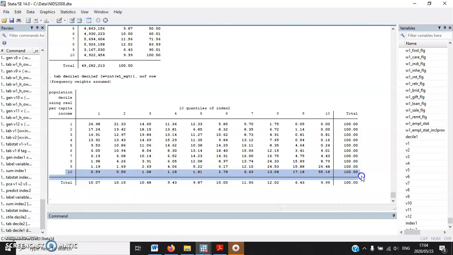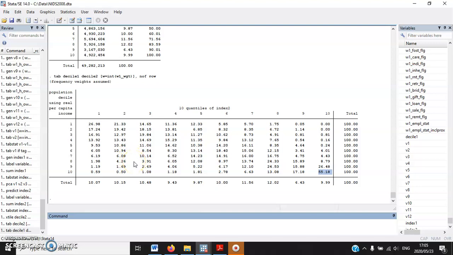Okay, and then let's look at the richest income decile. In other words, decile 1 equals 10. And then looking at these individuals, more than half of them belong to the richest non-income welfare decile. So it seems there is some kind of positive relationship.